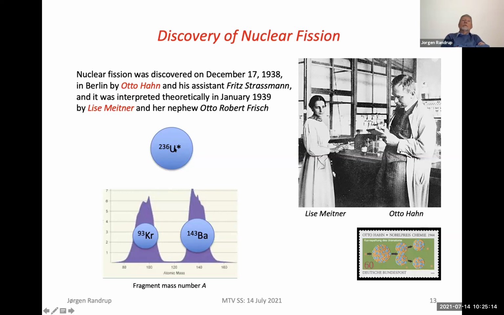Fermi had already a few years earlier done the same thing, but he concluded falsely that he had made trans-uranium elements instead. And he got the Nobel Prize for that, even though it was completely wrong.